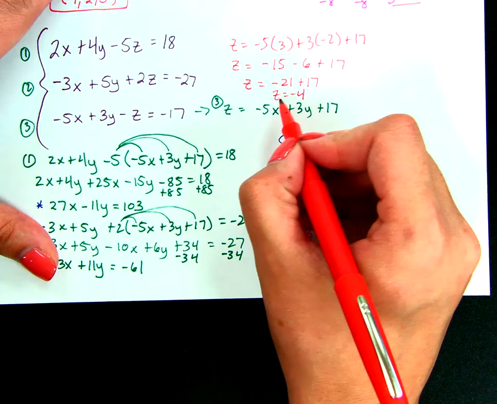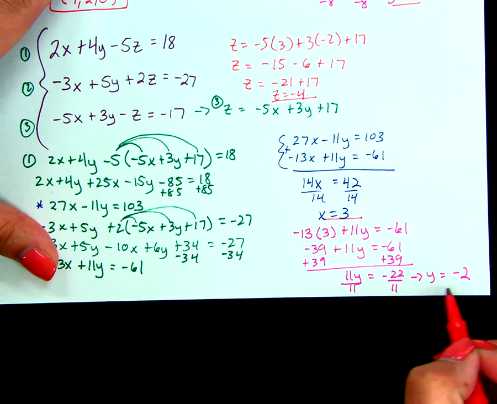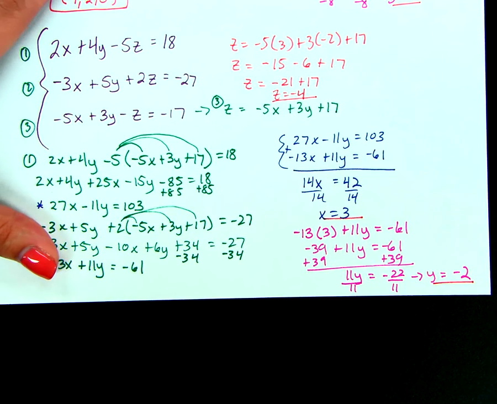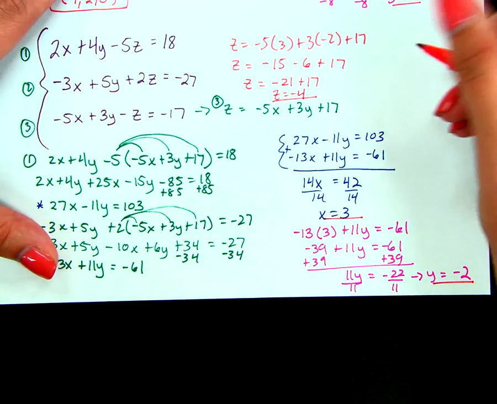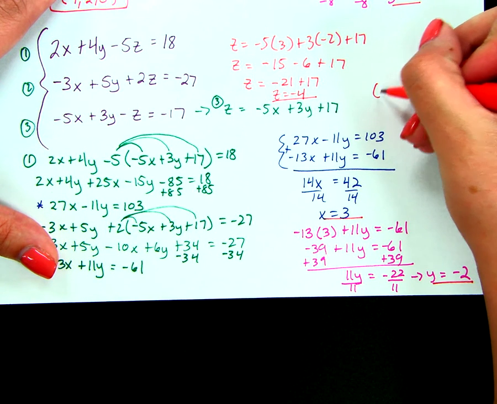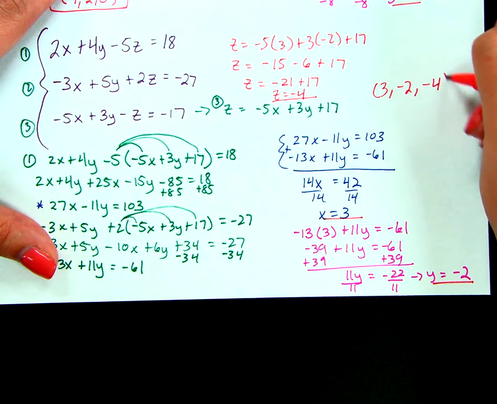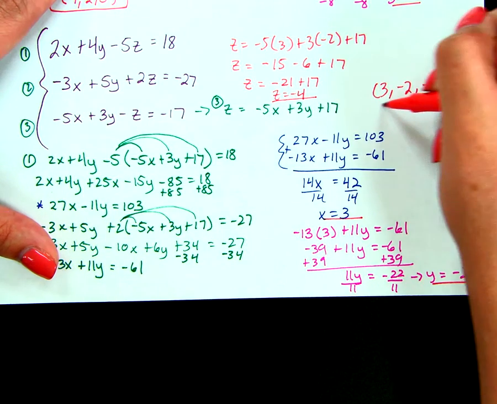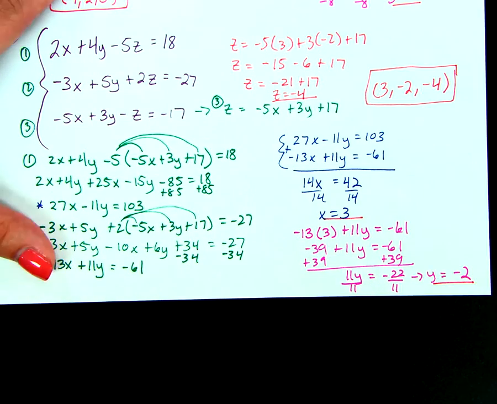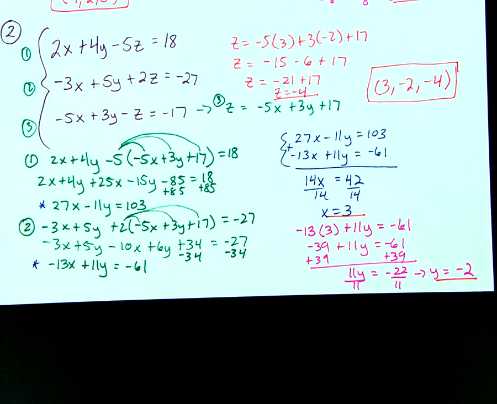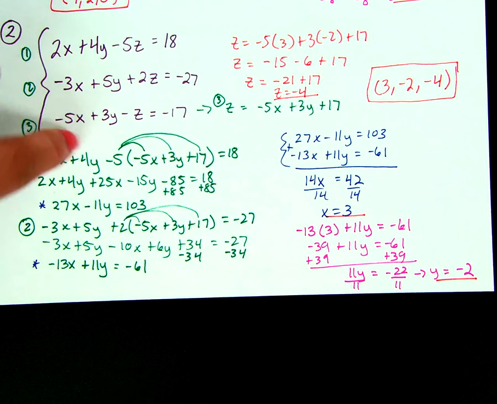So now we're going to use our z, our x, and our y to write our final answer as an ordered triple. And again, it's always alphabetical. So x is 3, y is a negative 2, and z is negative 4. So this is our final answer. So again, that's the point where all three of those planes, so these three equations, are going to intersect.